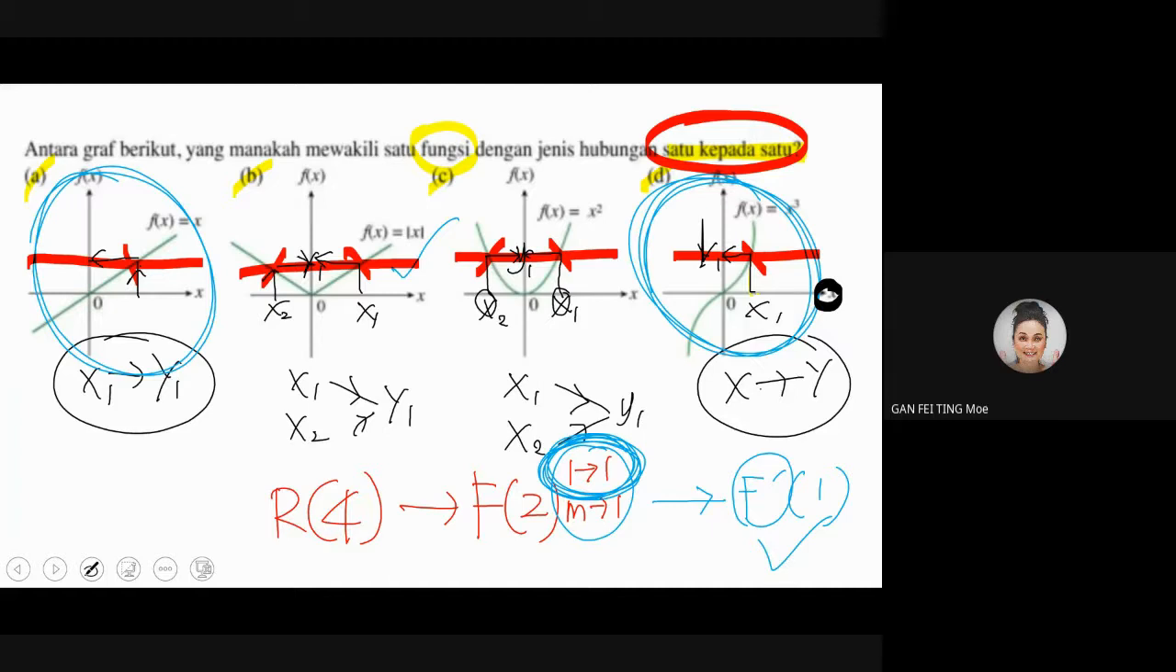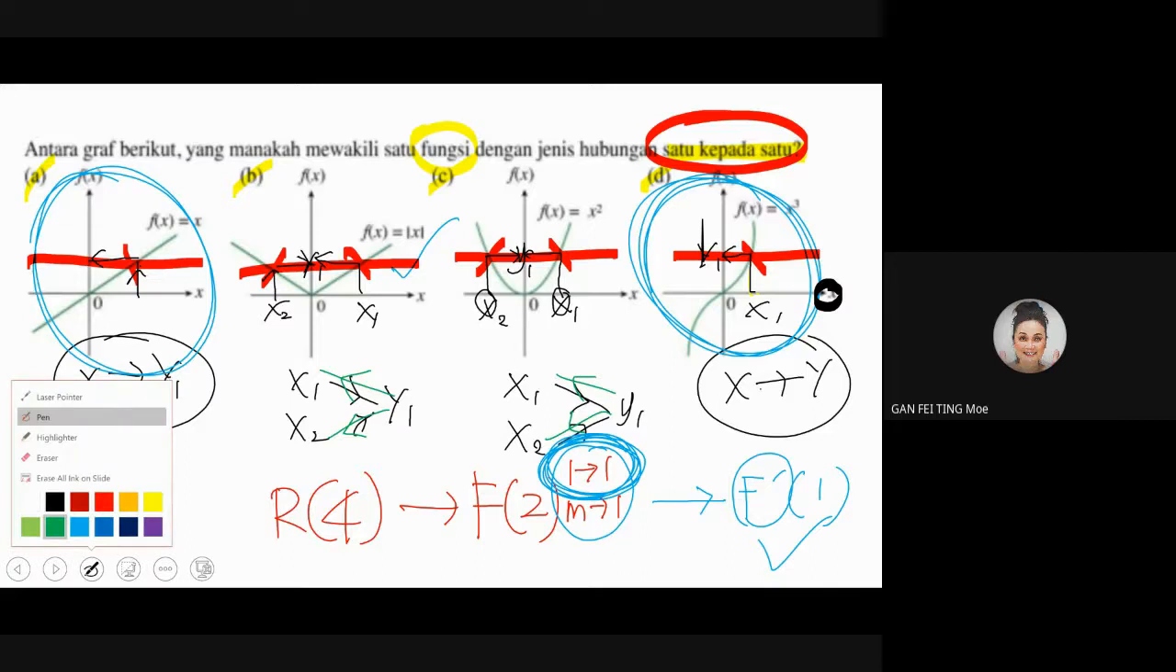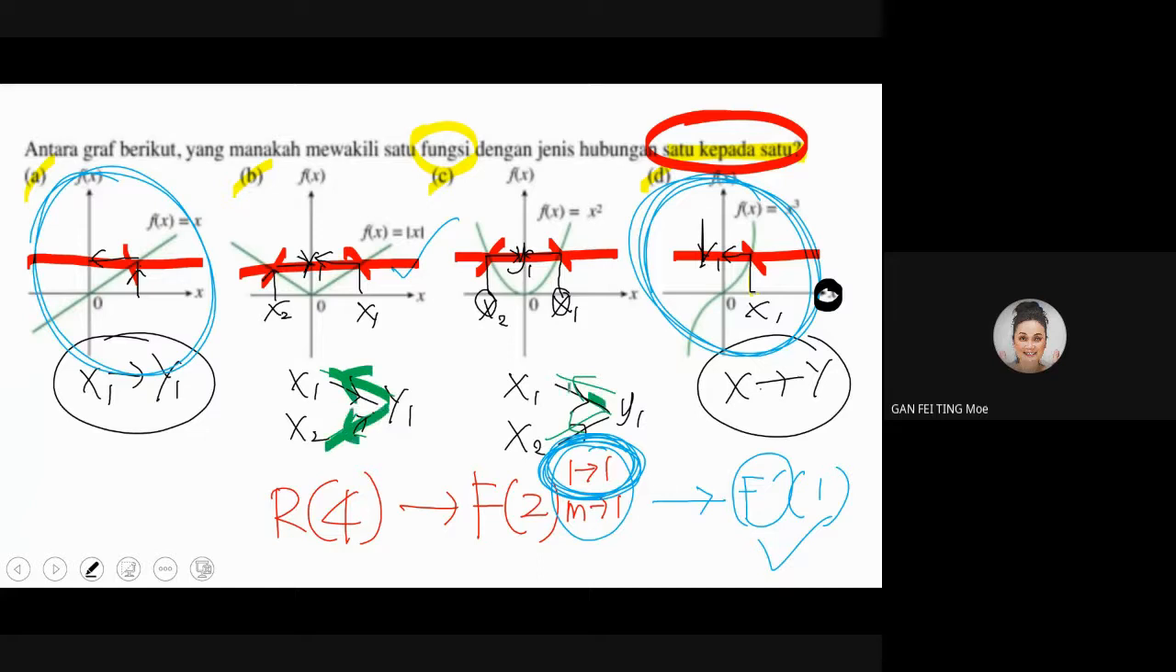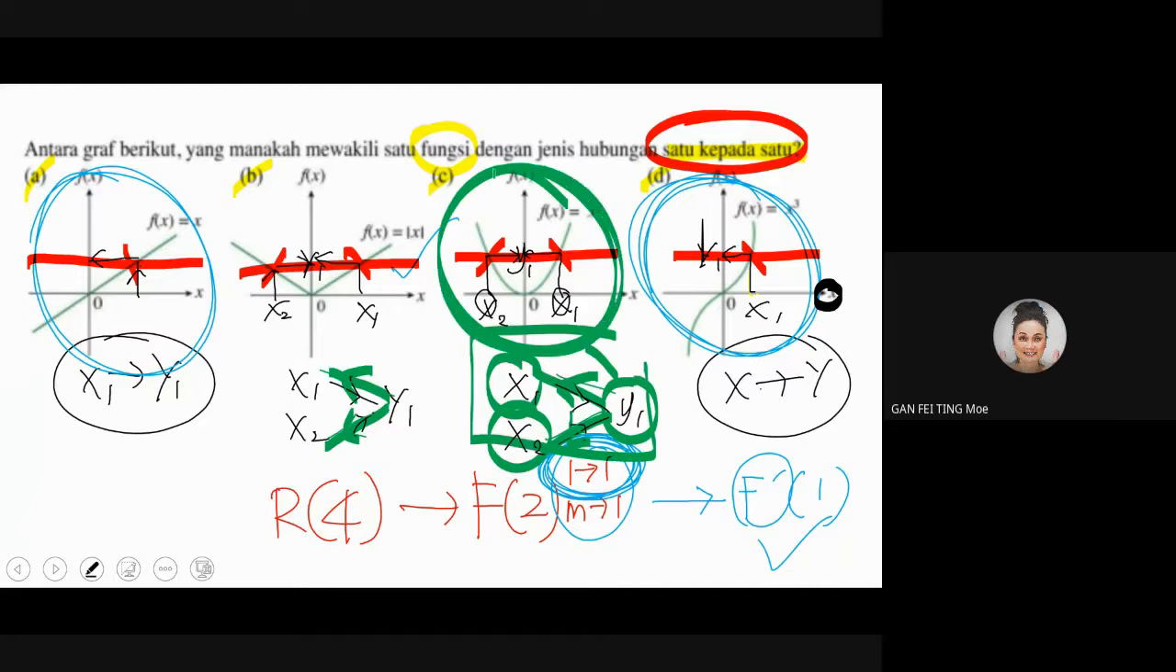For the inverse function, you go the other way around. The green color represents the inverse. Let's say I use a highlighter, the green color. So now you see, for the inverse, Y will become the object, and X1 and X2 will become the images. One object has more than one image, then it is not a function. Therefore, this is a function, but its inverse function does not exist.